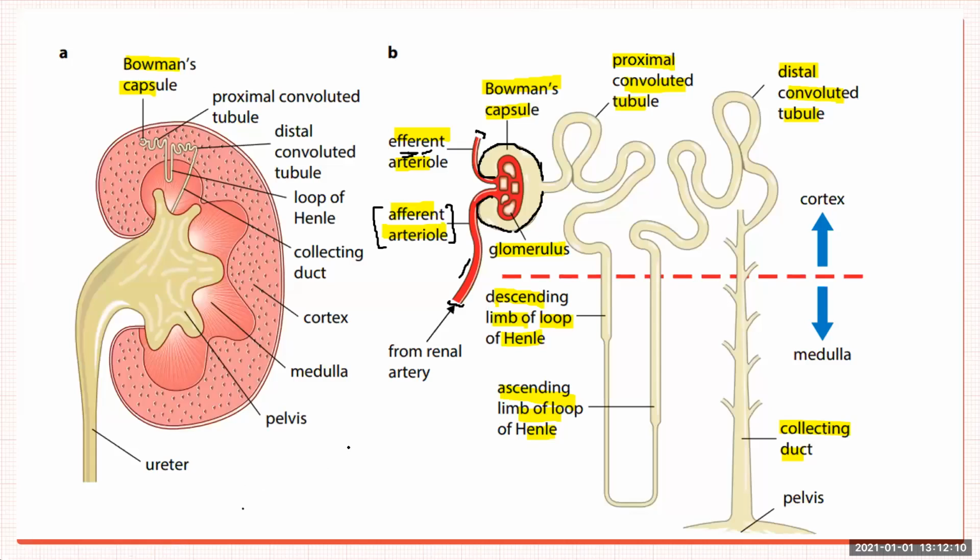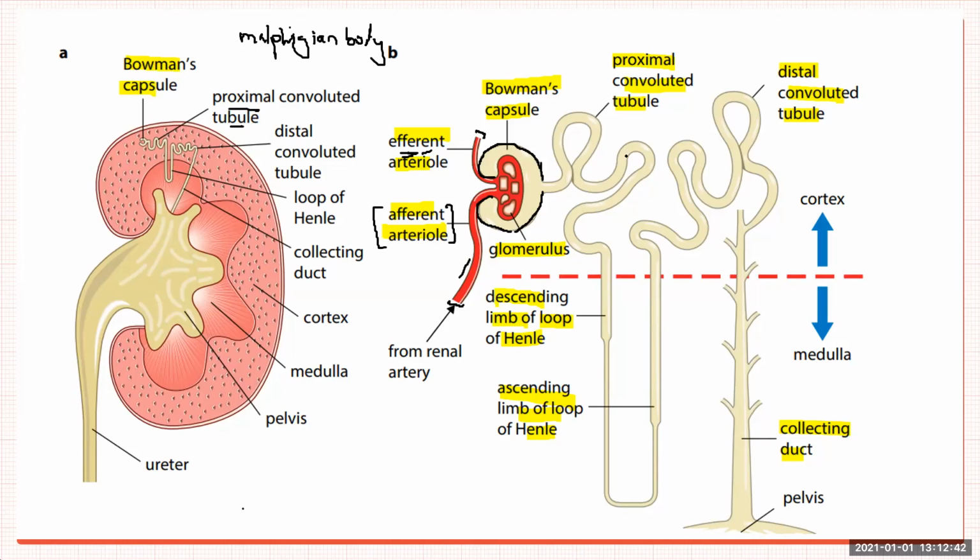Okay, but just to understand, the Bowman's capsule contains the glomerulus, and together these two, the Bowman's capsule along with the glomerulus, are also known as Malpighian body, right? Bowman's capsule plus the glomerulus. Then you can see that it starts to twist up into a proximal convoluted tubule. So the first part that you see here starts to twist up. This part is known as proximal convoluted tubule.